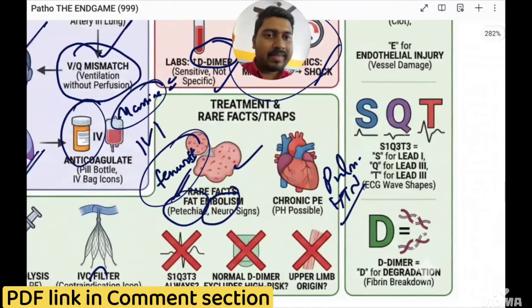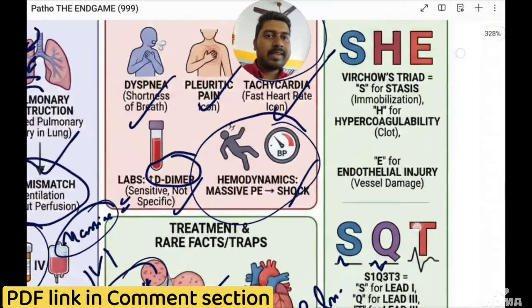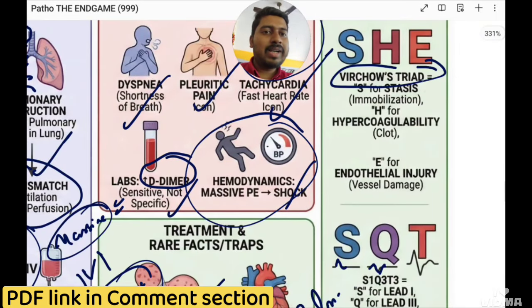Yeah, see here it is given S1Q3T3, S wave in lead 1, Q wave in lead 3, and T wave inversion. Okay, so this is T wave inversion over lead 3. Okay, so I think everything is covered. Okay, one more is Virchow's triad of coagulability. So S is for stasis, H is for hypercoagulability, okay, and E is for endothelial injury. Okay, so this is about blood coagulation.